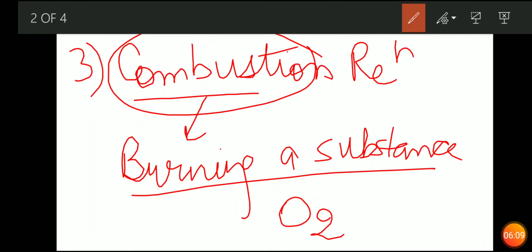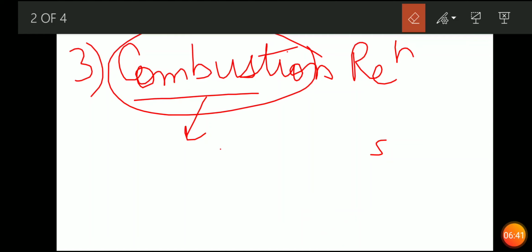So a combustion reaction is a reaction in which a substance reacts with oxygen to produce heat, light and energy, that is, to produce carbon dioxide gas, water and energy. When a substance reacts with oxygen to evolve carbon dioxide, water and heat energy, it is known as a combustion reaction.